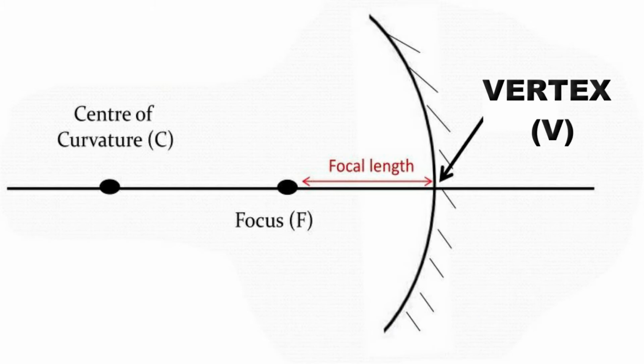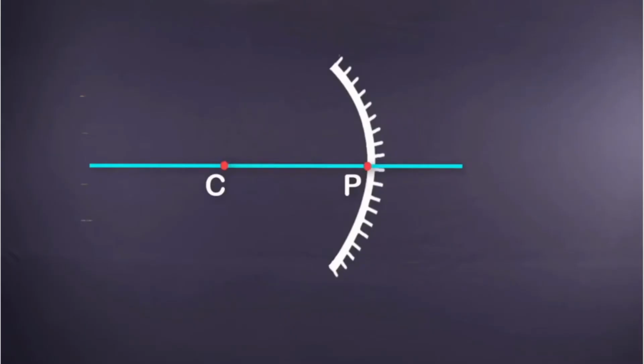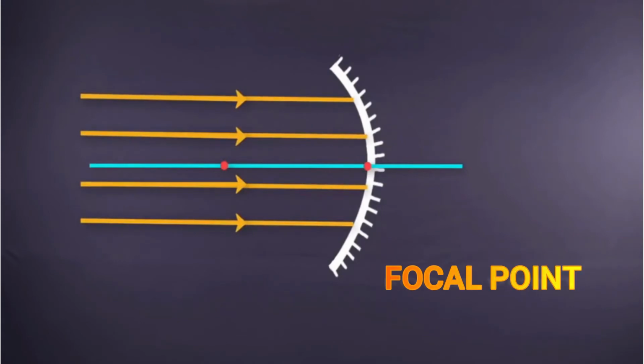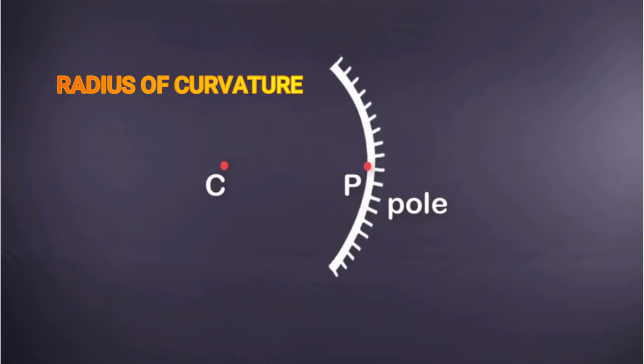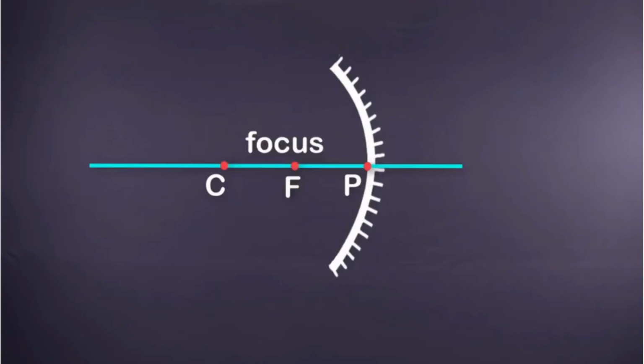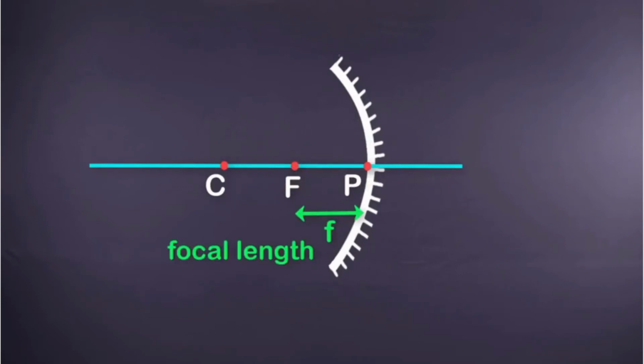Vertex, the point on the mirror's surface where the principal axis meets the mirror, denoted by the letter big V. Focal point, midway between the vertex and the center of curvature, denoted by the letter big F. Radius of curvature, the distance from the vertex to the center of curvature, denoted by the letter big R. Focal length, the distance from the focal point to the vertex, denoted by the letter small f.